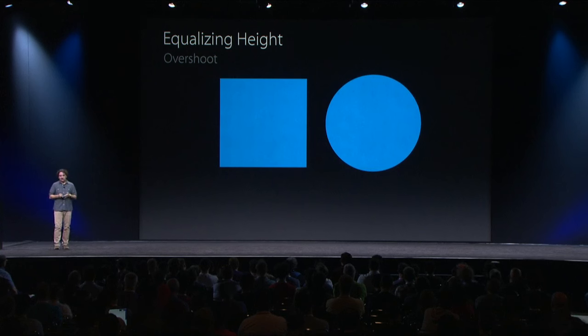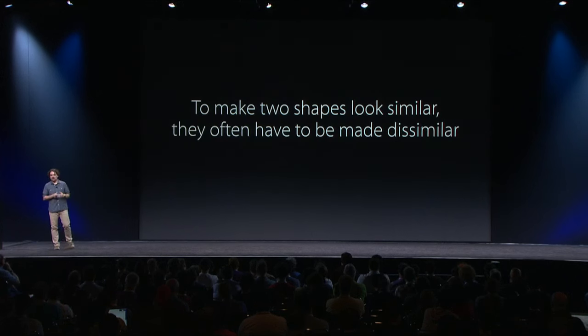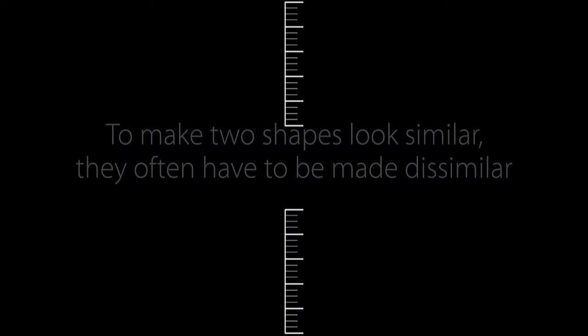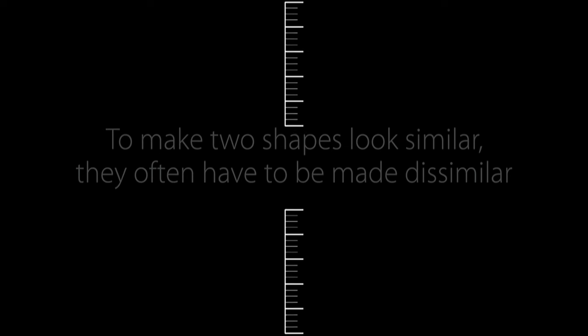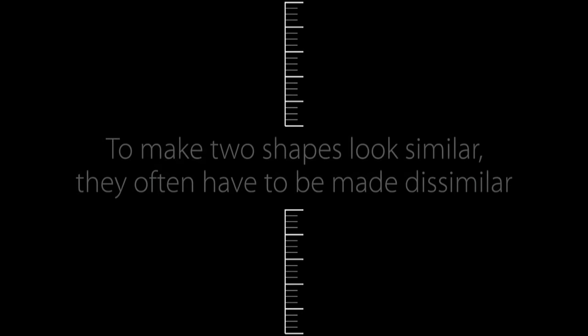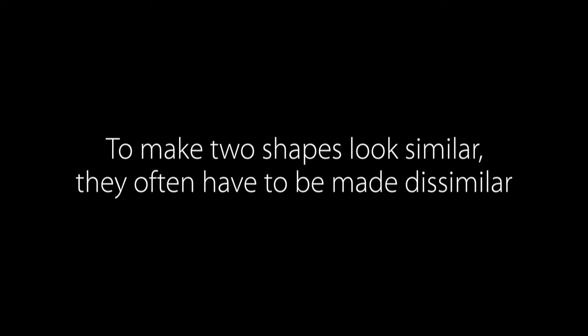So in other words, if you want to make two shapes look similar, you often have to make them dissimilar. Now, this does not apply just to the shapes themselves, but it applies to the space around the shapes as well. I'm going meta here and showing you the slides. What I'm trying to get at here is that if I put that text in the middle of the slide like this, it would actually look too low. So again, to make shapes look similar, you have to actually make them divergent.